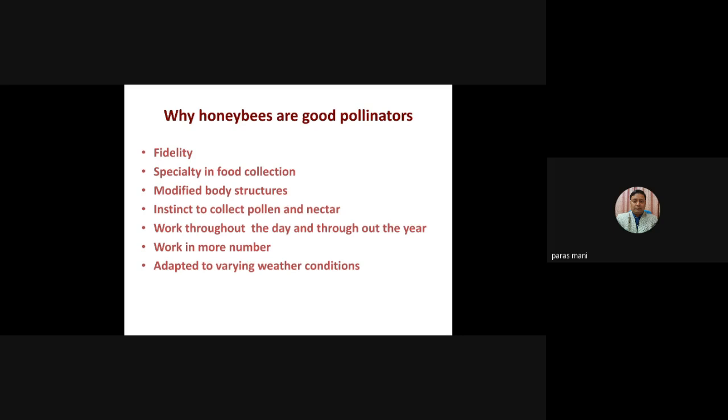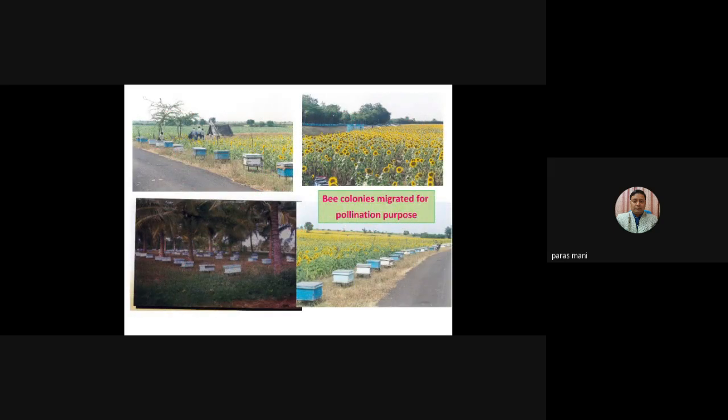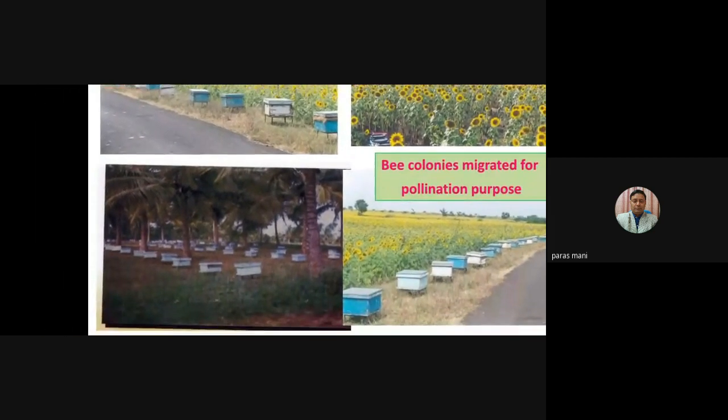Yeah, they are adapted to varying weather conditions. In different seasons, from early in the morning to the sunset, and from the rainy season to the winter season and summer season, in all the seasons, bees are actively collecting the nectar and pollen. These are the characteristics of honeybees which make them good pollinators. For better pollination, I spoke about migratory beekeeping earlier. These are photographs of migratory beekeeping, examples of migratory beekeeping.